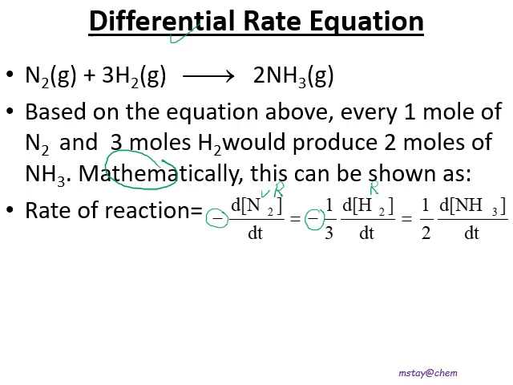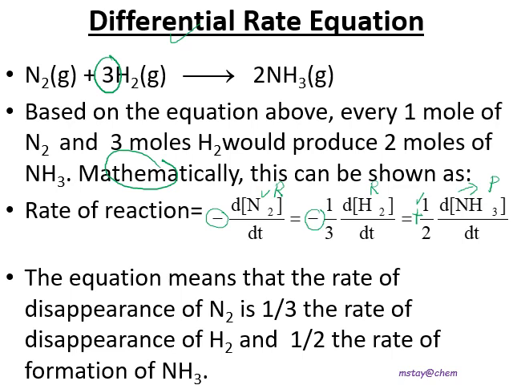But here we will put it over 3, because there are 3 moles of hydrogen. While for the ammonia, you can see here we will put the positive sign, which refers to ammonia being the product. So when we write this equation, what does this mean? The equation means that the rate of disappearance of nitrogen is 1/3 the rate of disappearance of hydrogen and 1/2 of the rate of formation of ammonia.